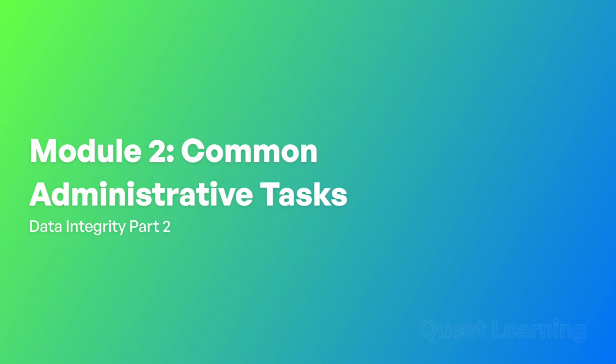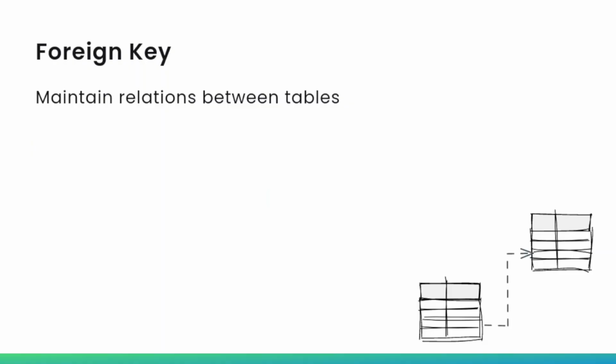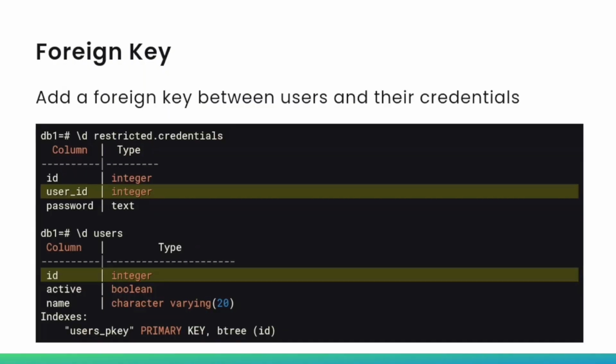So let's talk about foreign keys. Foreign keys is a way of defining and maintaining relations between tables. Now, if you recall, when we talked about schemas, we created a credentials table to hold the passwords for our users, right? And we had a user ID column, okay? So this user ID column is supposed to be linked to the ID column in the users table. But right now, there is nothing that actually enforces that. There is nothing preventing me from just adding credentials to non-existing users, okay?